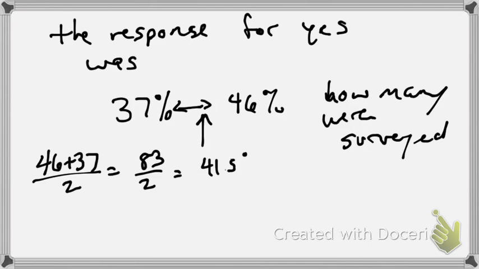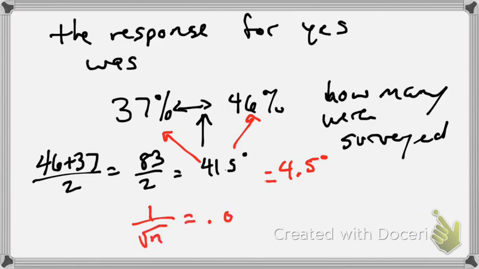Okay? Now when we find the number that's directly in the middle of that, I need to figure out how far apart 41.5% is away from this, and I can see that it was 4.5%. So that means my margin of error was 4.5%, right? So if my margin of error was 4.5%, then all I need to do is take 1 over the square root of n equals, I'm going to change this back to a decimal, that's 0.045. I'm going to multiply each side by the square root of n, so it's going to be 1 equals 0.045 times the square root of n. I'm going to divide each side by 0.045.